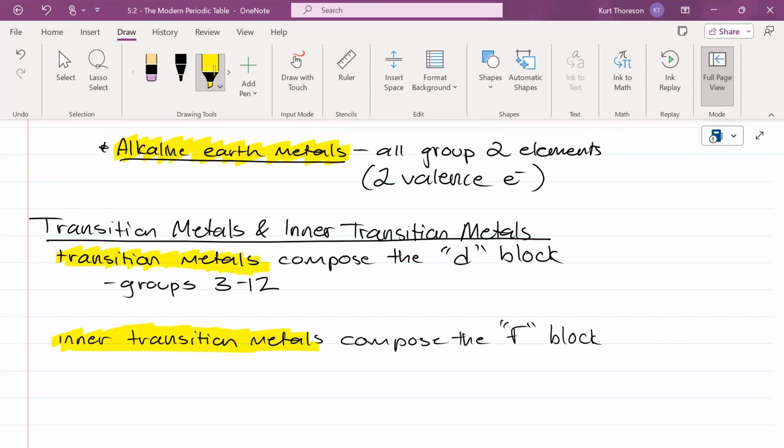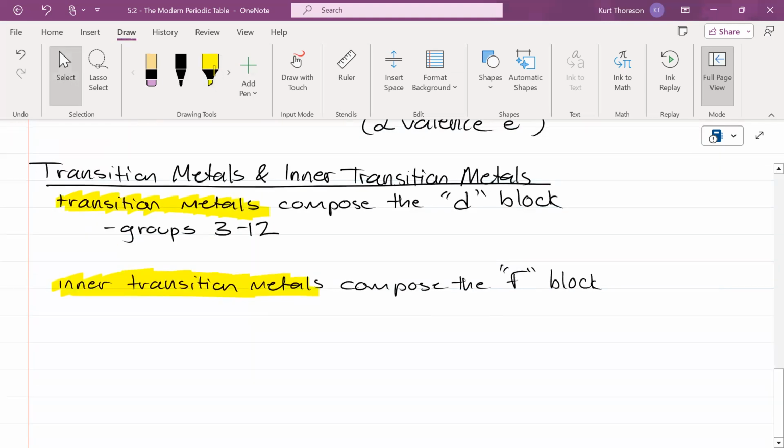The top row is named after the first element, lanthanum. So this top row is called the lanthanides. They're the top row of the F block. The bottom row of the F block is named after the first element, actinium. We call this the actinides. So in the inner transition metals, you have the lanthanides and the actinides. Lanthanides are the top row of the F block. Actinides are the bottom row of the F block.